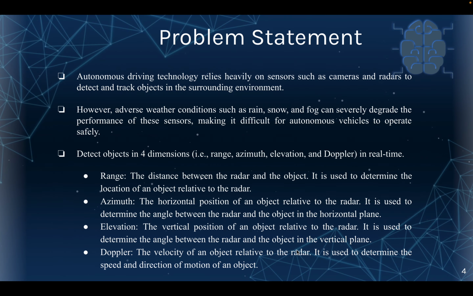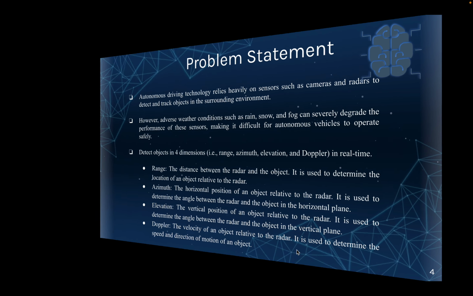Autonomous driving technology heavily relies on sensors, like the input from cameras and radar. In adverse weather conditions such as heavy rain or snow, the performance of the sensors degrades, and this eventually leads to difficulty in autonomous driving. Here we are introducing four dimensions, which are basically range, azimuth, elevation, and Doppler.